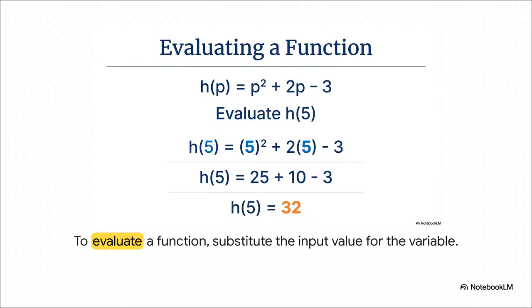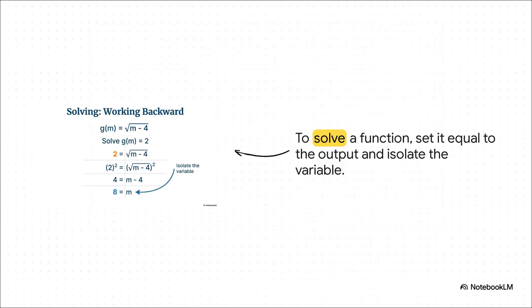When you have an equation, evaluating is pretty direct. To evaluate h of 5 for this function, you just replace every single p you see with the number 5. It's just a substitution. So we get 5 squared plus 2 times 5 minus 3. Do the math, that's 25 plus 10 minus 3, which gives us a final answer of 32. And solving, again, is just working in reverse. To solve g of m equals 2, we take the guts of the function, that's the square root of m minus 4, and we set it equal to 2. From there, it's just plain old algebra. We square both sides to kill the square root, then we add 4 to both sides to get m all by itself, and we find out that m equals 8.